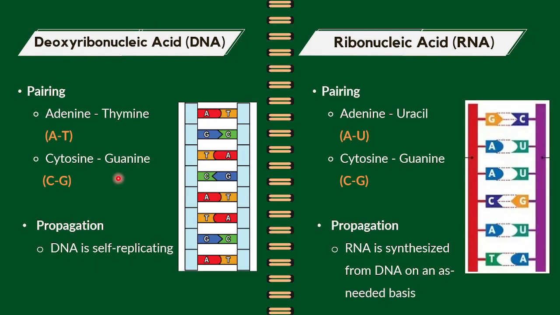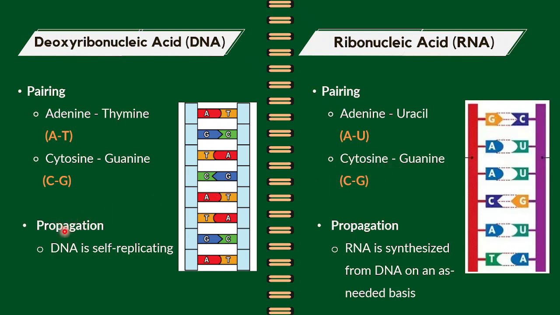And for the base pairing, in the DNA, adenine will always pair with thymine. Thymine will always pair with adenine. And then cytosine will always pair with guanine. And then guanine will always pair with cytosine. Now for the pairing in the RNA, the adenine will always pair with uracil. And then the cytosine will always pair with guanine, and guanine will always pair with cytosine.